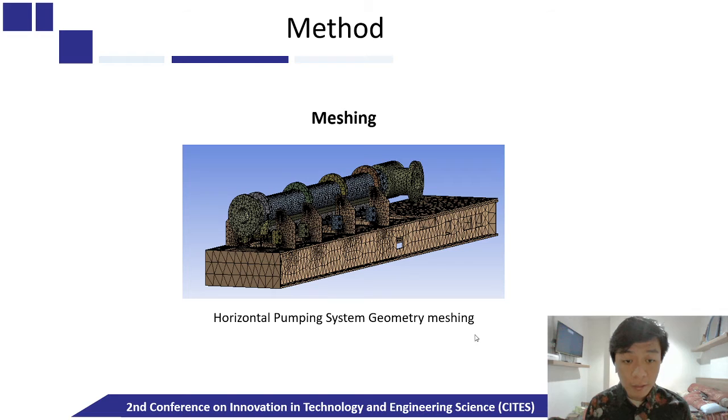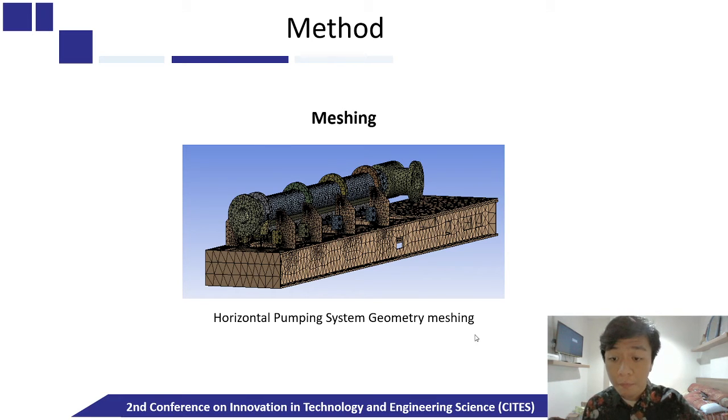And the mesh generation is carried out using ANSYS static structural as shown in the figure. The mesh generation uses a fine meshing to obtain mesh convergence. Triangular meshing is considered because it matches the geometry and material characteristic of the pump.